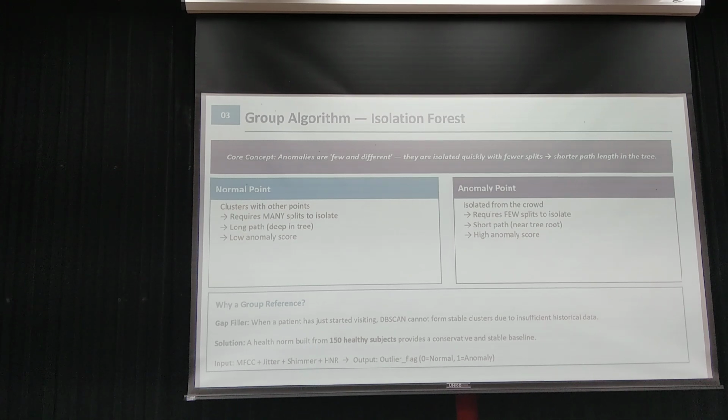The group algorithm uses isolation forest. It is an unsupervised learning method that does not require labeled data. The key insight is that anomalies tend to be few and different. The group algorithm is built from 150 healthy subjects to form a healthy norm. It serves as a conservative and stable reference, especially when the patient has insufficient historical data.